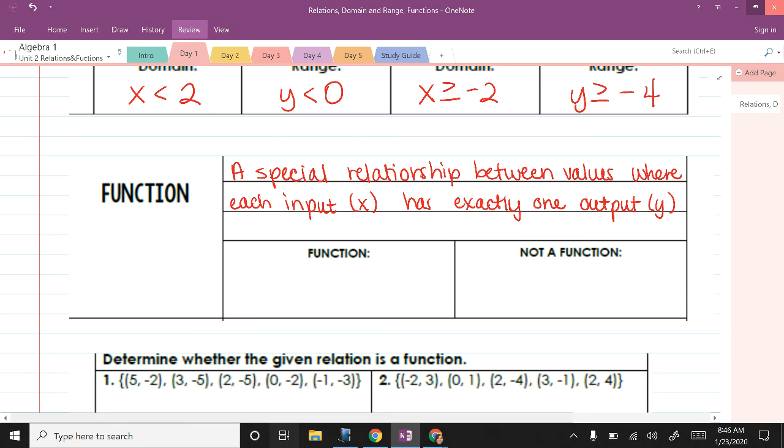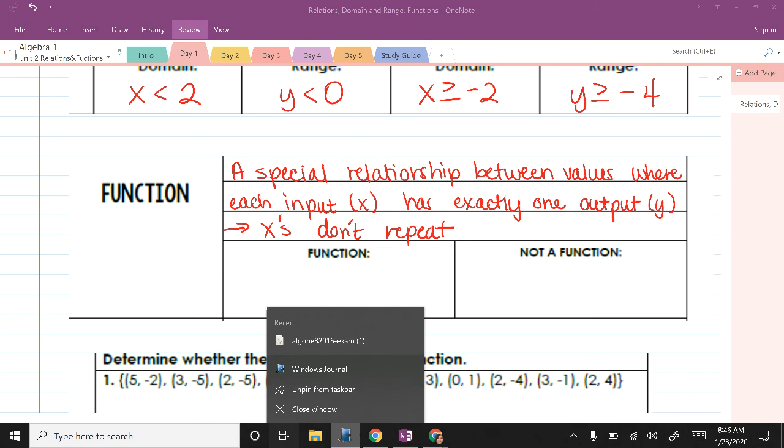All right. So, for example, basically, for a function, in simple terms, x's don't repeat. Your y's can repeat, but your x's don't repeat. So you might want to highlight that because that's kind of the simple form.